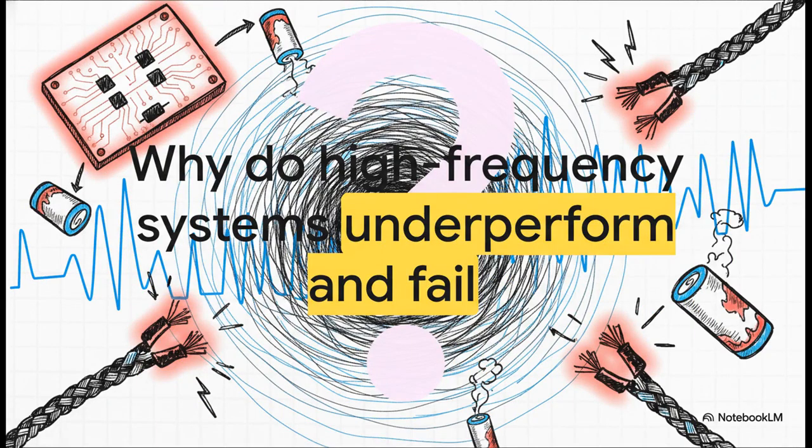It's a question that keeps engineers and facility managers up at night, right? You specify all the right components, you build the system exactly to spec, but it still underperforms. Capacitors are burning out, terminals are overheating, efficiency just plummets. So, why does this happen?